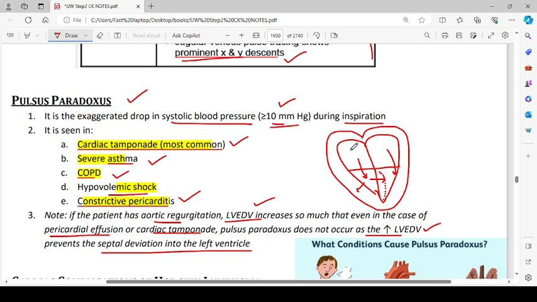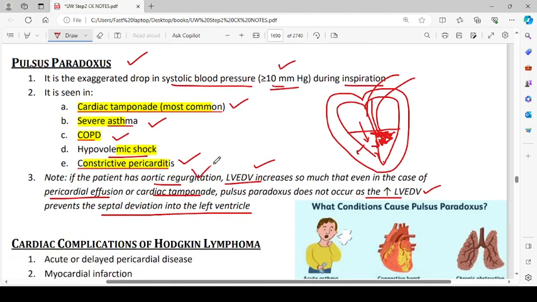Because during inspiration, the blood flow to the right heart increases, and that increased blood flow will push the interventricular septum into the left ventricle, and the left ventricular volume will decrease. But in people with aortic regurgitation, the left ventricular volume is already high because the blood from the aorta regurgitates back to the left ventricle. So even on inspiration, the interventricular septum will not be pushed into the left ventricle, and thus, in people who have aortic regurgitation, the pulsus paradoxus is not seen.